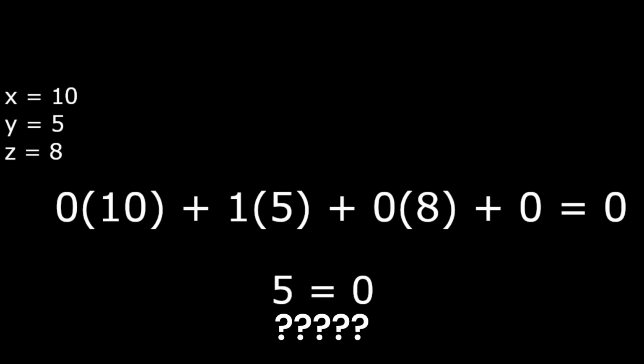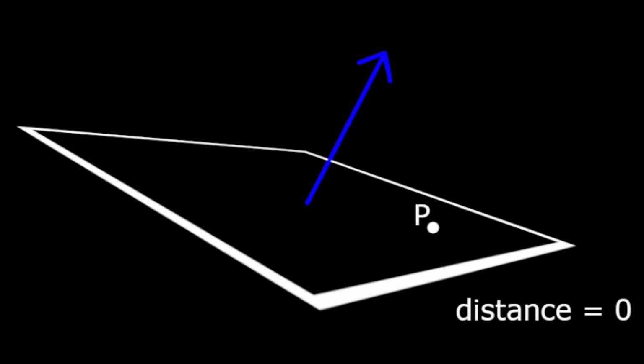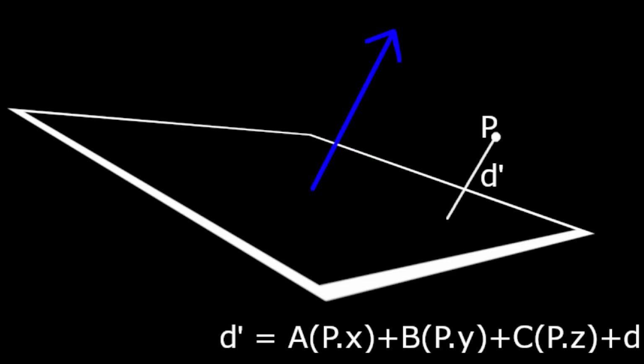The reason this equation works is because the value of 0 tells us that the point is 0 units away from the plane. If we change the equation to equal something like d prime instead, now we have a way to find any point's signed distance from the plane.